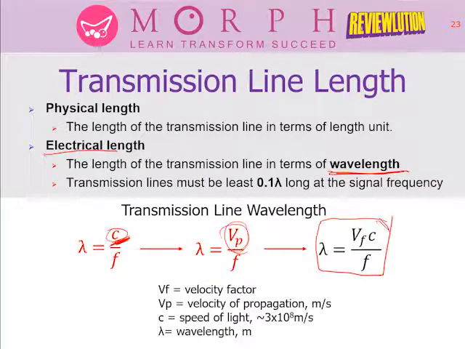So in getting the wavelength of our transmission line, always be sure that you observe the velocity factor of the line. Because without the velocity factor, it's as if you just took the wavelength of free space, not the wavelength inside the transmission line.